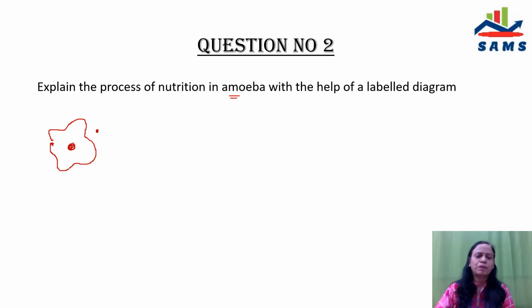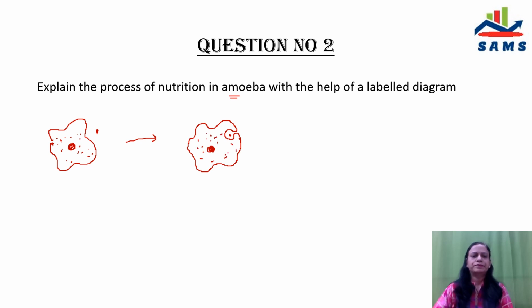So suppose this is a food particle lying here, and this is your amoeba with the cytoplasm and the nucleus. So ingestion takes place. The first step is going to be ingestion. So when ingestion occurs, the food particle is taken in like this. The pseudopodia extend out and then they join together. This is a food vacuole that has been formed here, and this is the amoeba as we have drawn earlier.